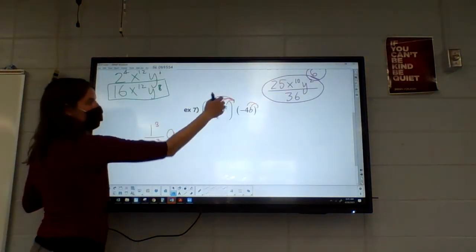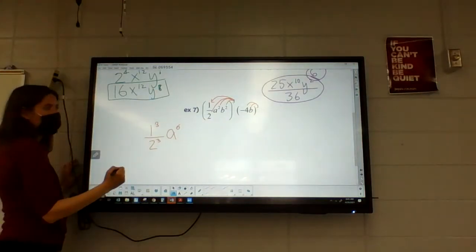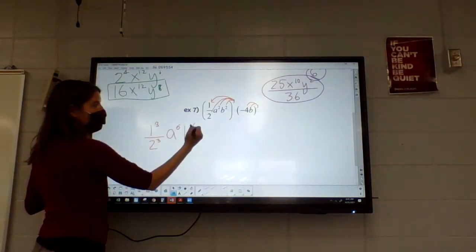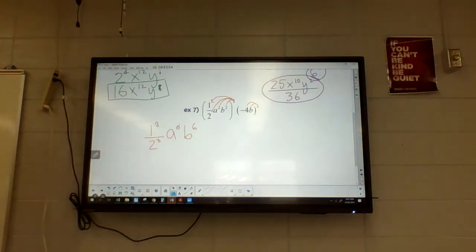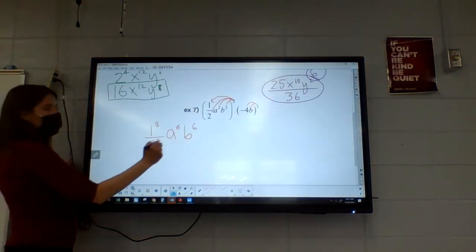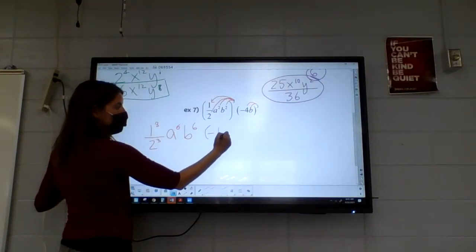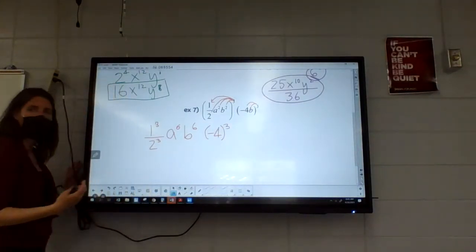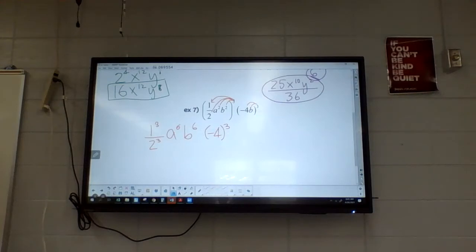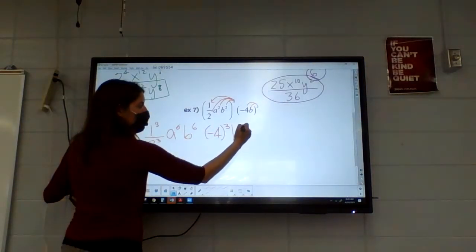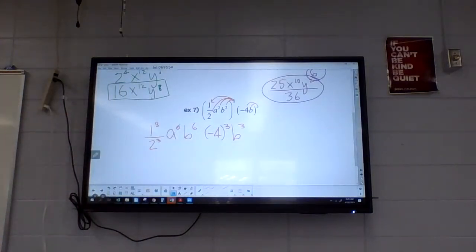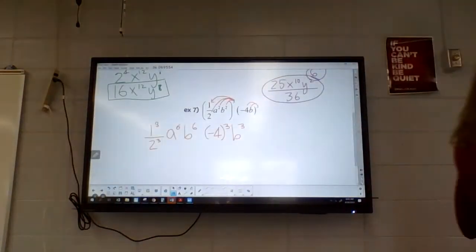A to the 2 times 3 is 6. And b to the 6th as well. And then times, I have to multiply that by the next part. Now I'm going to keep the parentheses around the negative, because remember in the warm-up we talked about that negative is a little confusing with our calculator. And then b to the 3rd. So we kind of have a lot to do here, so I'll pause for a second, make sure you guys have it all written out so you can think about it a little bit as well.